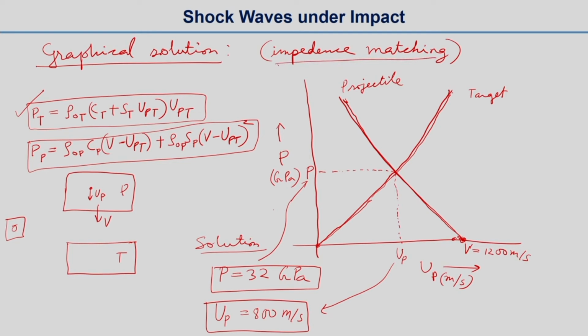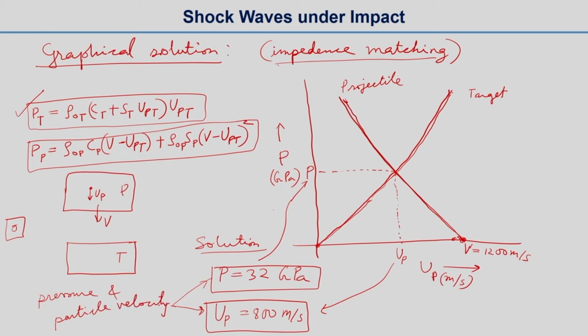As you can see, this is a faster technique than the analytical one. Also, if we get these parameters like P or UP, or UP1 or UP2, that means for target or projectile, these are basically the pressure and particle velocity.